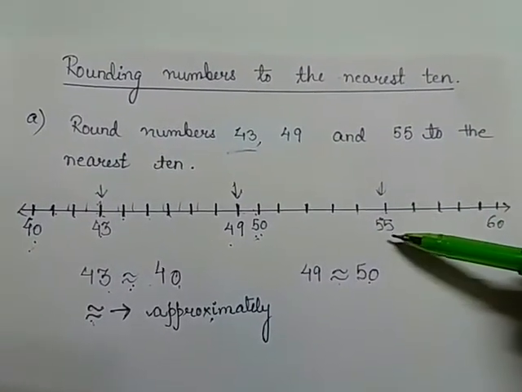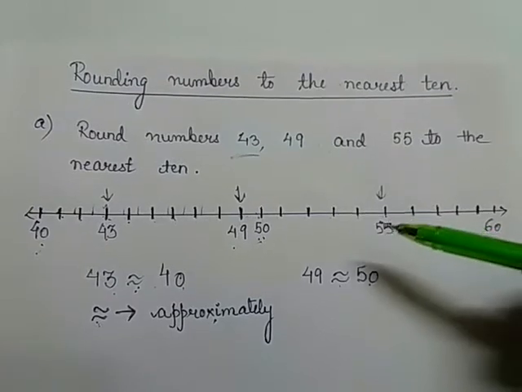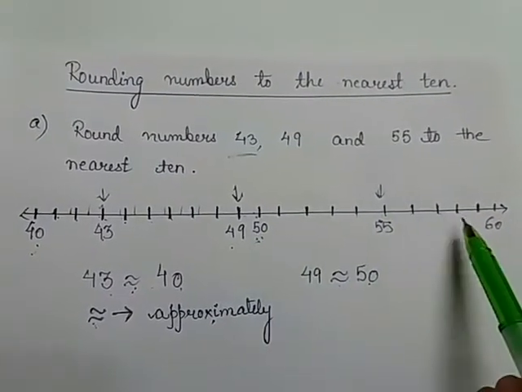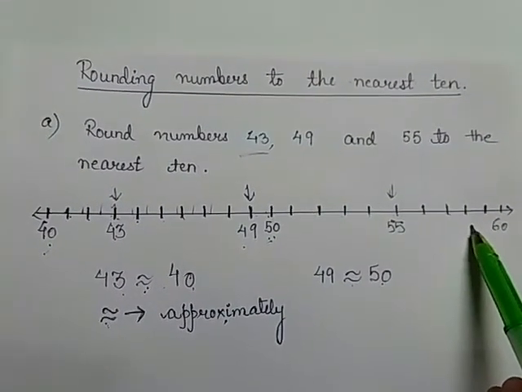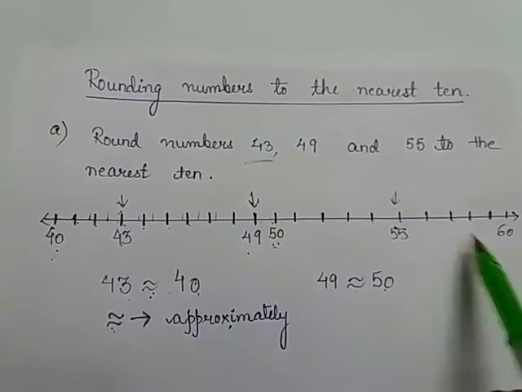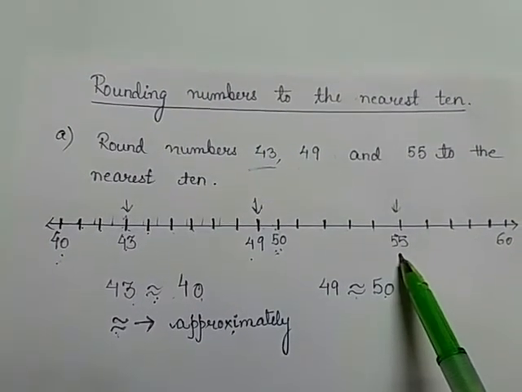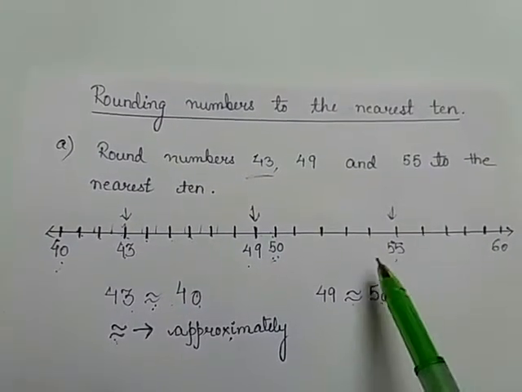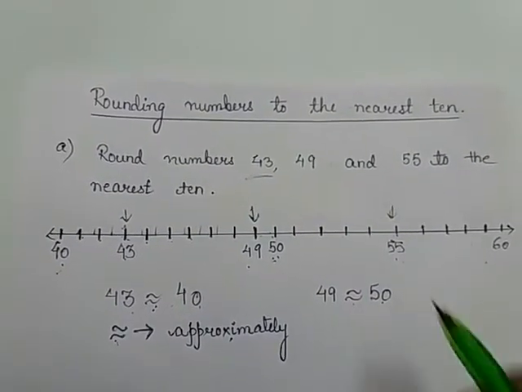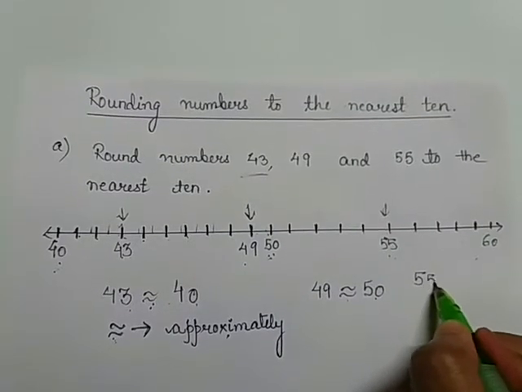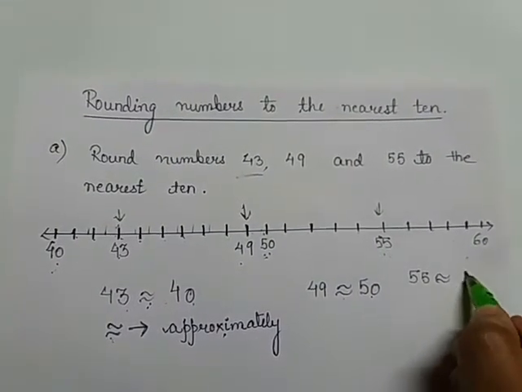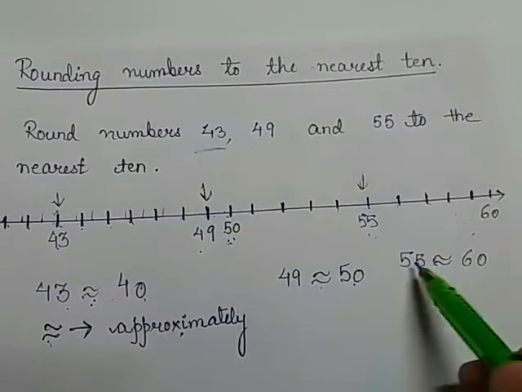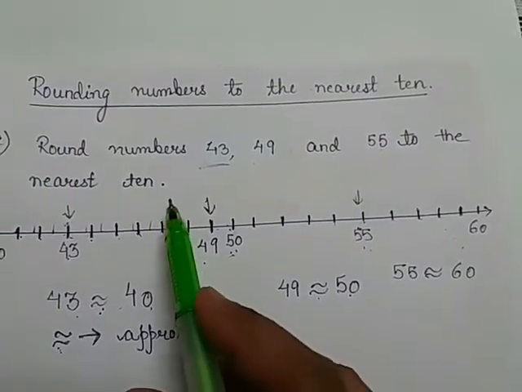We can say that 55 is halfway between 50 and 60. Now let's take 60 to be the nearest 10 of 55. So 55 is 60 when rounded to the nearest 10. So 55 is approximately equal to 60 when rounded off to the nearest 10.